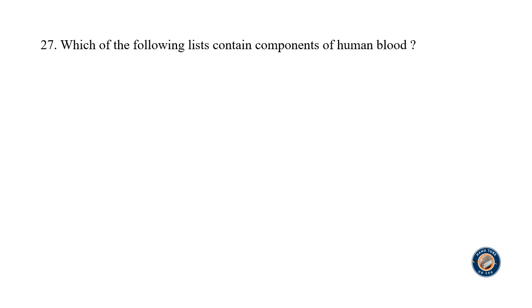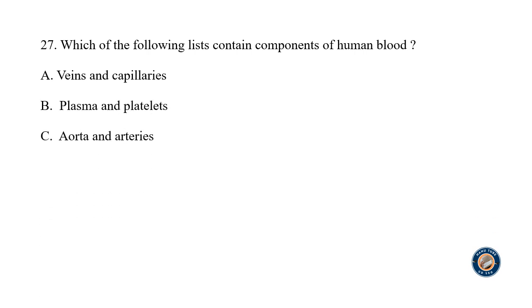Question number 27. Which of the following lists contain components of human blood? A. Veins and capillaries. B. Plasma and platelets. C. Aorta and arteries. D. Bone marrow and heart.